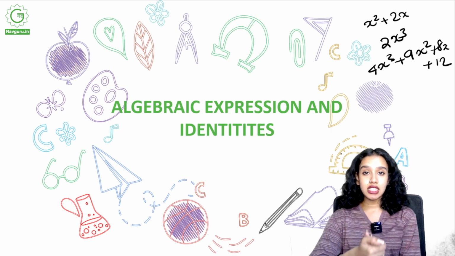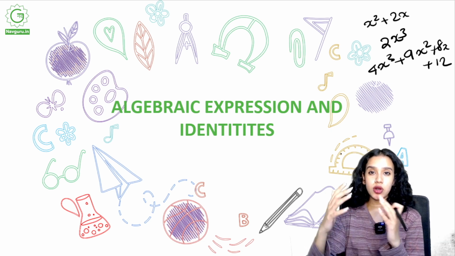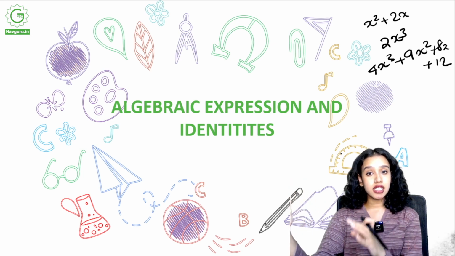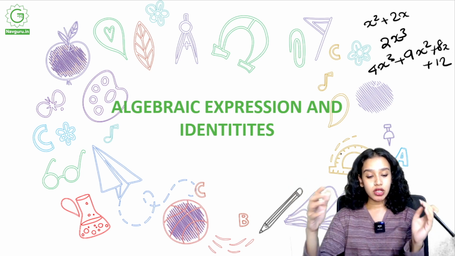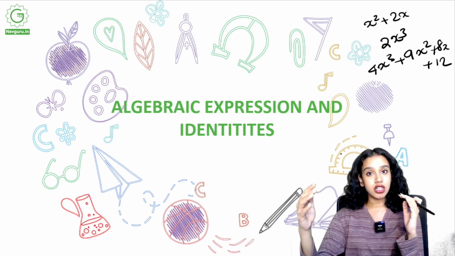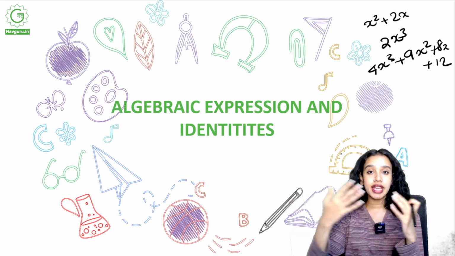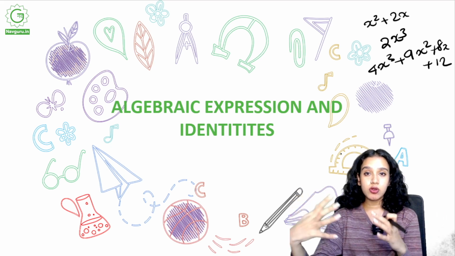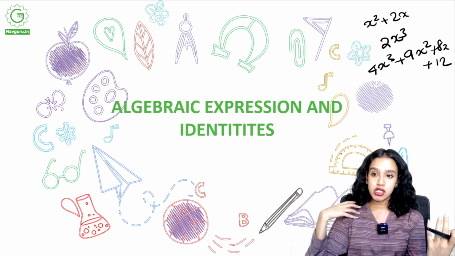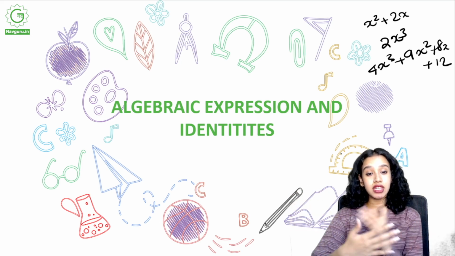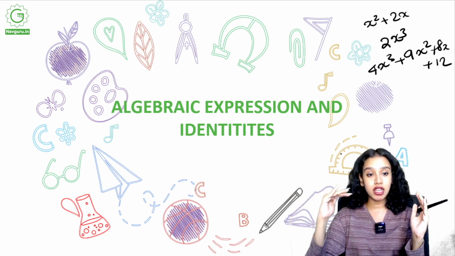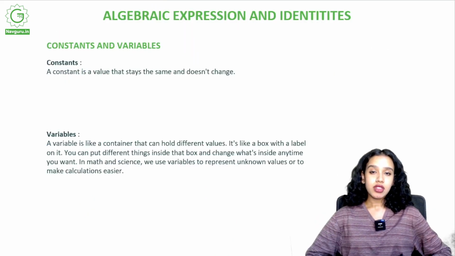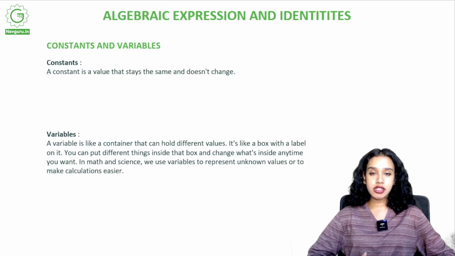Whenever we are converting a statement into a mathematical form, we use different types of variables and constants to define an equation, right? So we've seen solving word problems by using mathematical forms of the same equations. Now let's dive deep into algebraic expressions and identities. Now, let's talk about constants and variables.